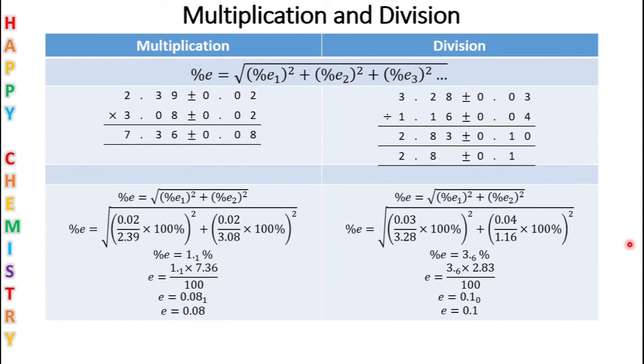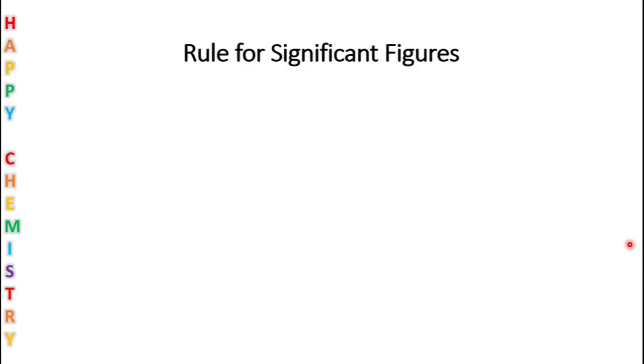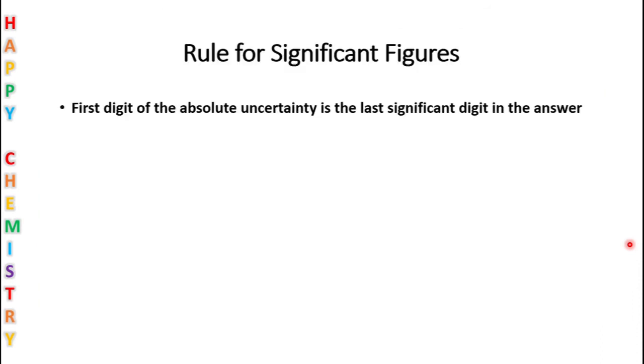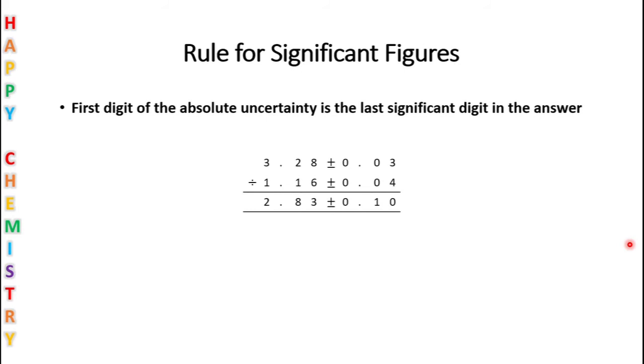The rule is the first digit of the absolute uncertainty is the last significant digit in the answer. Let's look at the same example again. Here, the arithmetic answer should have 3 significant figures. That means it has 2 decimal places.